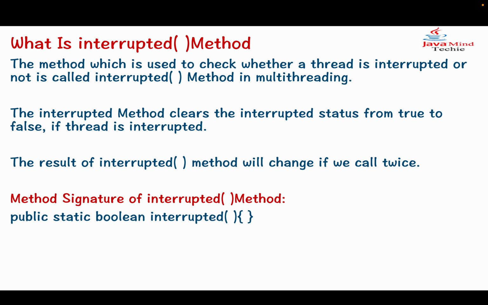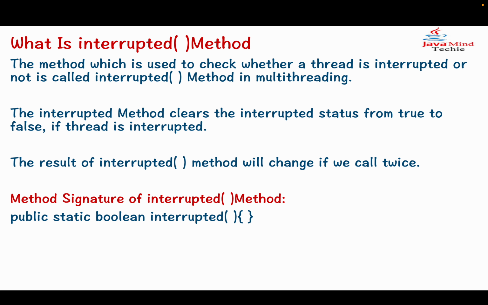Then next, what is the interrupted method? The last method was the interrupt method, but this method is interrupted. What is the interrupted method in multi-threading? This method is also very simple, a very normal method. The method which is used to check whether a thread is interrupted or not, meaning this method is used to check if the thread is interrupted or not.